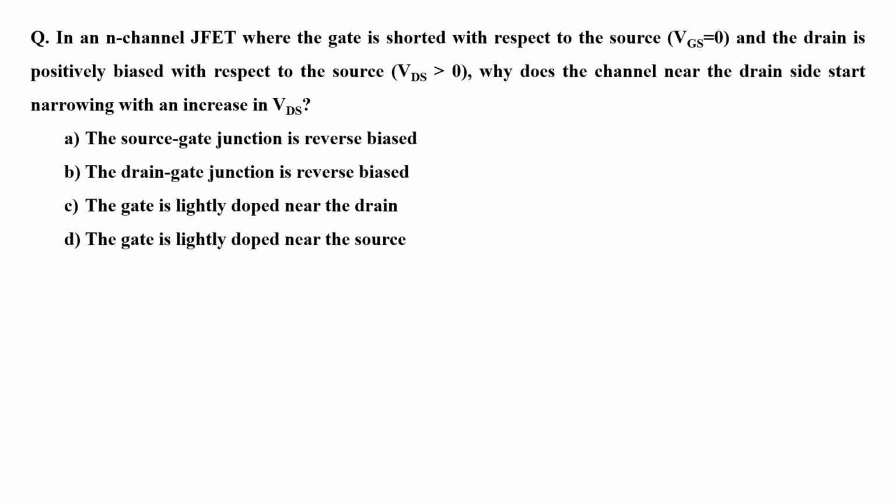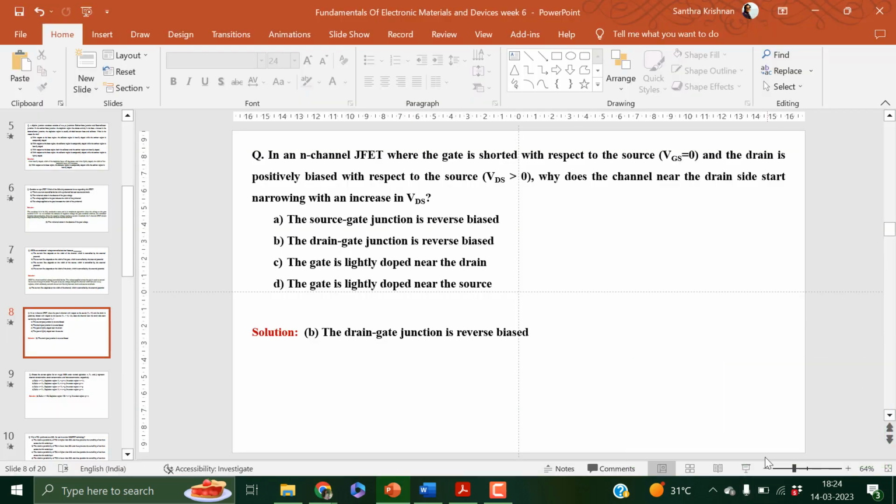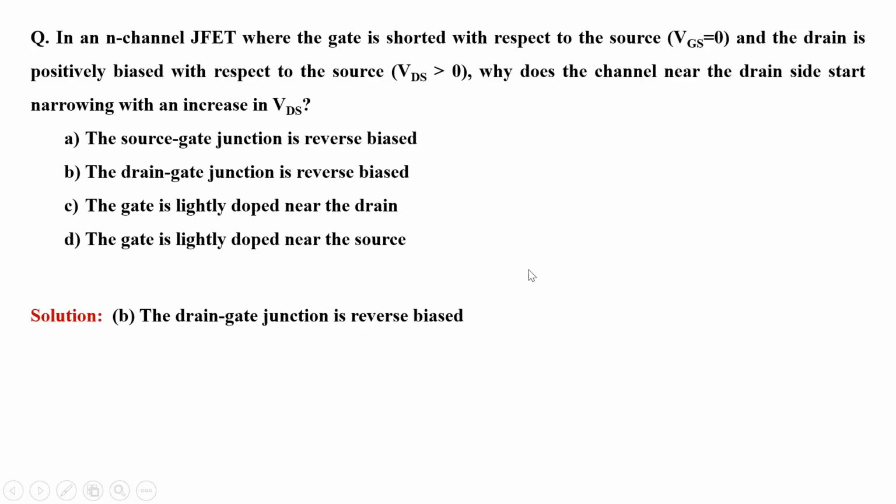Okay, what about Anil? No, ma'am, I can't join. Okay. But the answer to this question is that the drain gate junction is reverse biased. Ma'am, here the gate is completely shorted, so there is no biasing, right? Yes, the gate is completely shorted. But then why is it reverse biased, I couldn't understand, ma'am. Basically, not that part, why does the channel near the drain side start narrowing? That is the only part we need. Based on that, can you think? Channel near the drain side starts narrowing with an increase in VDS. If you have taken notes on JFET, maybe you can refer to that.